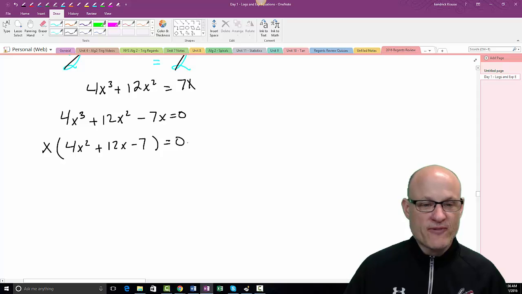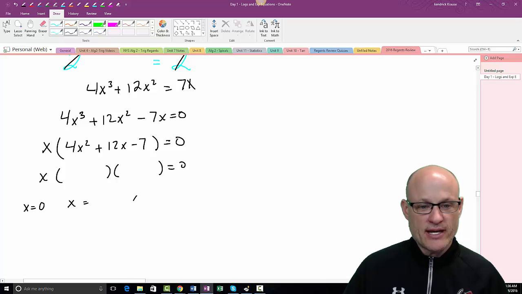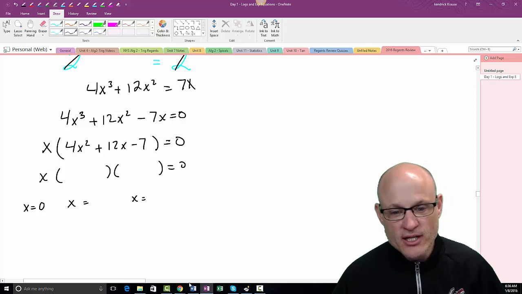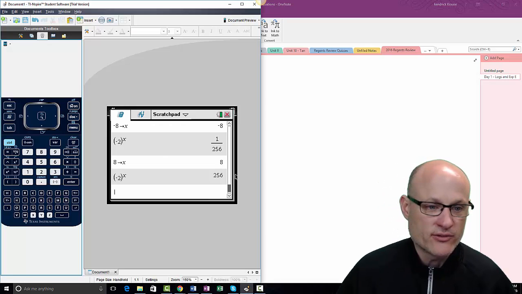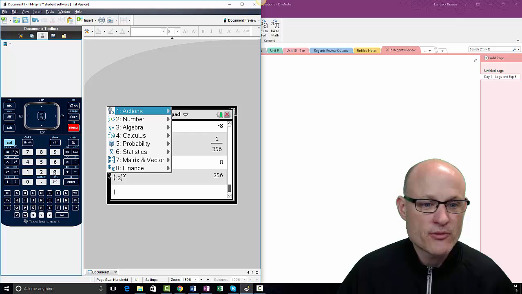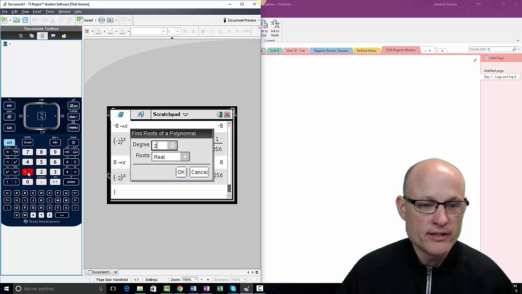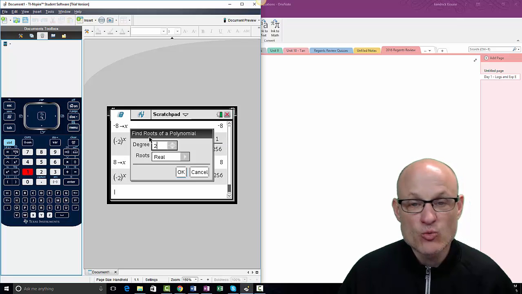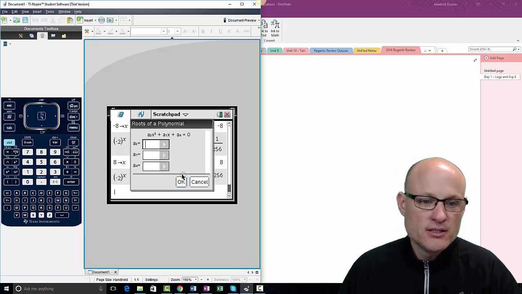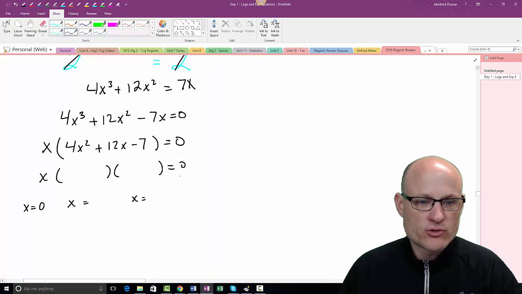Now you can either factor this, or if you have the TI-Nspire, it will give you the solutions. You still have to show your work. You still have to tell me that your answers are x equals 0, x equals something, and x equals something. You still have to do the factoring. But if you have this calculator, one of the nice things is if you go menu 331, it will find the roots of a polynomial for you. So you click OK, and you just tell it what the numbers are: 4, 12, and negative 7.